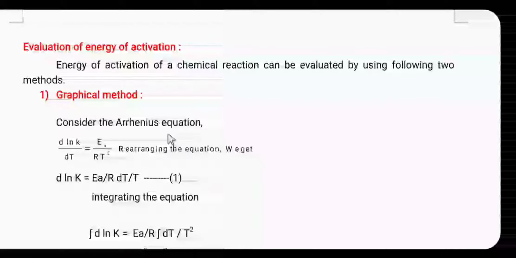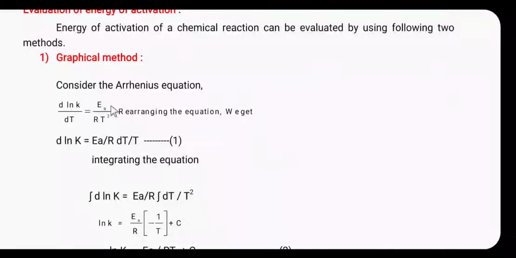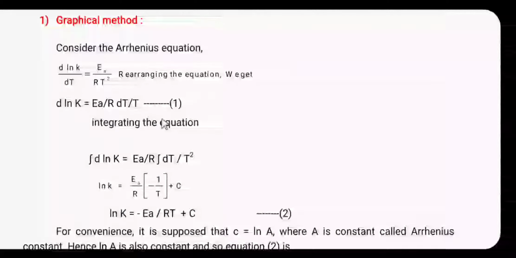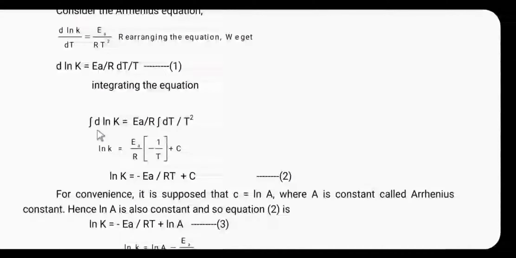In the last lecture, we already derived the Arrhenius equation, and the expression is d ln k by dT is equal to Ea upon RT square. So we have to rearrange this equation: d ln k is equal to Ea upon R into dT by T square. This is equation number 1. Here we have to integrate this equation without limits. So integration of d ln k is equal to Ea upon R.